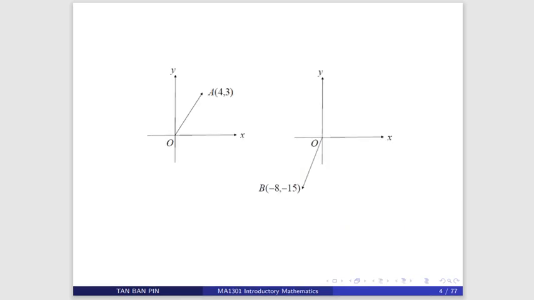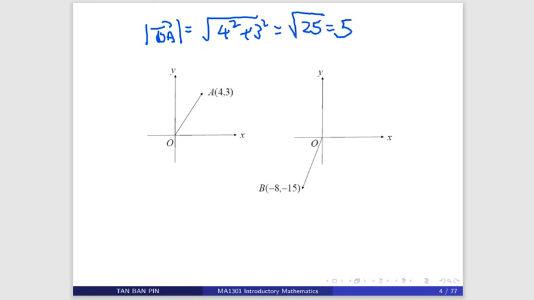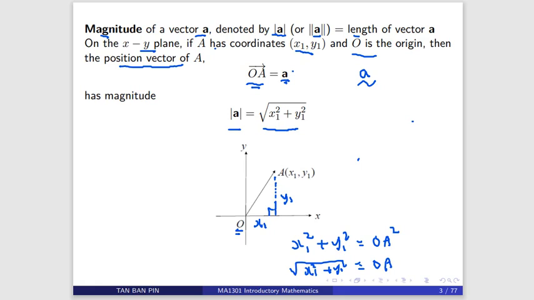So for the vector OA, which is 4, 3, the length of vector OA is just the square root of 4 squared plus 3 squared. So it gives you the square root of 25, which is 5. You also write this as OA with a magnitude.